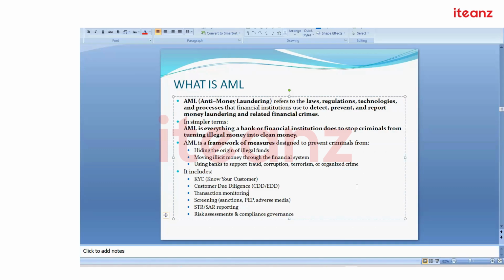Okay, sir. So this is how the flow goes. STR and SAR go into risk assessment and compliance governance. They will do their things. So you got the whole picture now. Yes, sir. This is how it happens in AML.